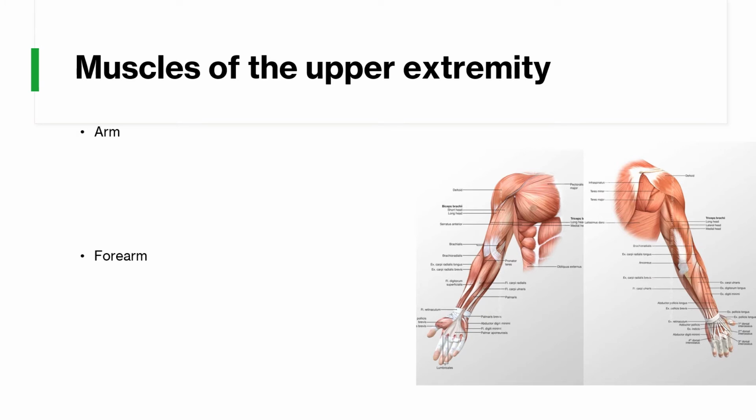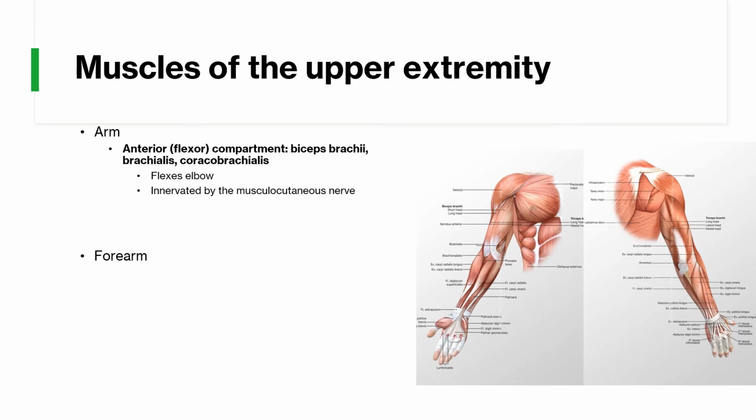Muscles of the upper extremity. So let's talk about muscles of the arm. You have the anterior compartment, or the flexor compartment, which consists of the biceps brachii, the brachialis, and coracobrachialis. And as I mentioned before, for the upper extremity as well as the lower extremity, when you know which compartment the muscle is in, you can deduce its function, and you can even deduce its innervation.